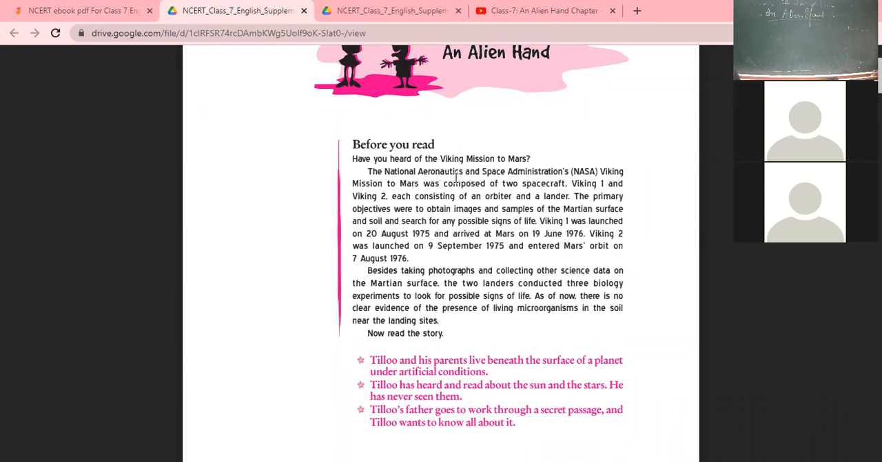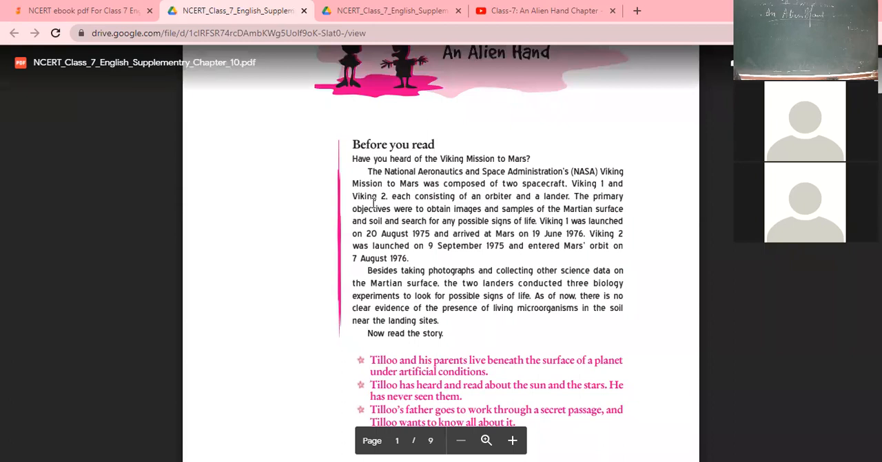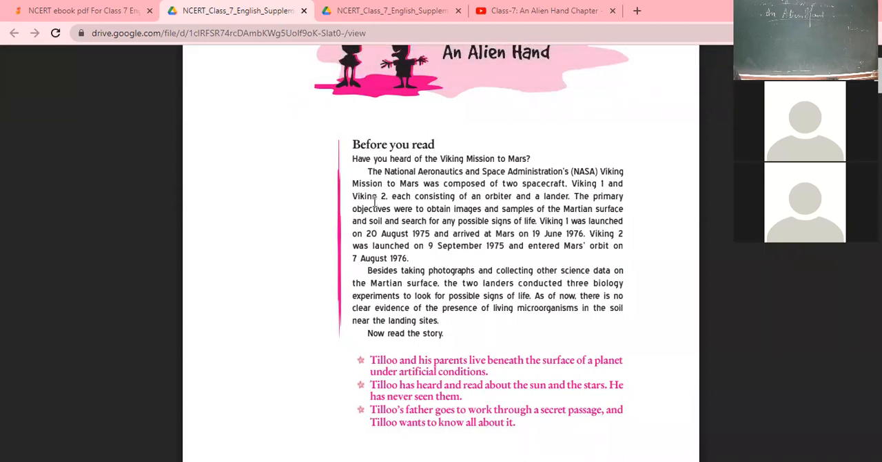Now, National Aeronautics and Space Administration means, what is the full form of NASA? We always speak NASA. So this is the full form of NASA, National Aeronautics and Space Administration. Viking mission to Mars was composed of two spacecraft, Viking 1 and Viking 2. Where were they sent? They were sent to Mars, each consisting of an orbiter and a lander. One is the orbiter, the piece which orbits, moves around, and the other one which will land on the surface of Mars.